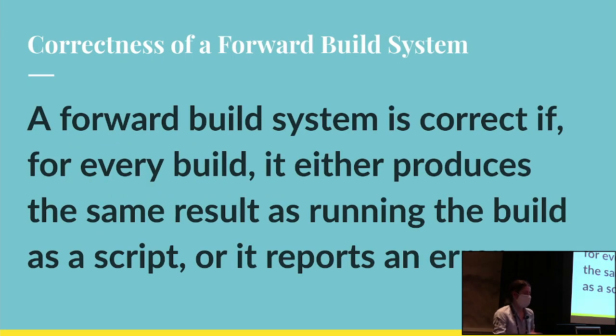Finally, I come to our correctness definition for forward build systems, which says a forward build system is correct if, for every build, it either produces the same result as running the build as a script, or it reports an error. By error, we mean one of the two hazards that we just described. So either running your forward build system is exactly like running that shell script, or it says that your build has a hazard. This is equivalent to the correctness definition for a backwards build system, just with the addition of the error.